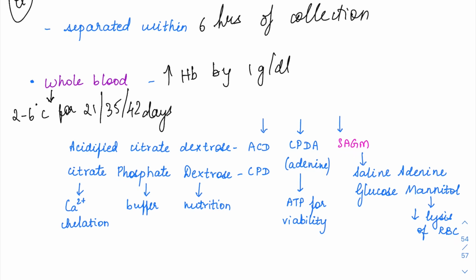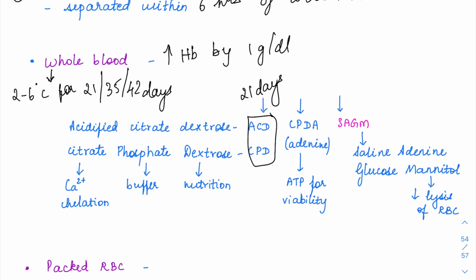So ACD is nothing but acidified citrate dextrose. Then CPD is going to be citrate phosphate dextrose. So ACD and CPD, you can use it for 21 days. If that is the preservative added, you can use it for 21 days. And CPDA, you can store it for 35 days. SAGM, if you had added SAGM, you can use the whole blood for 42 days.